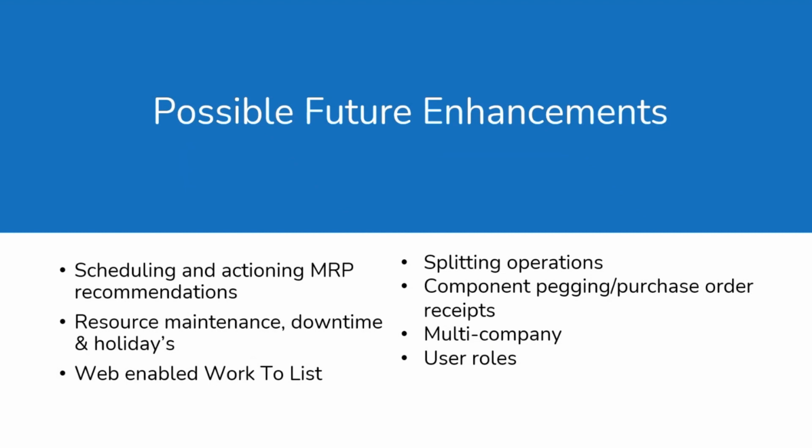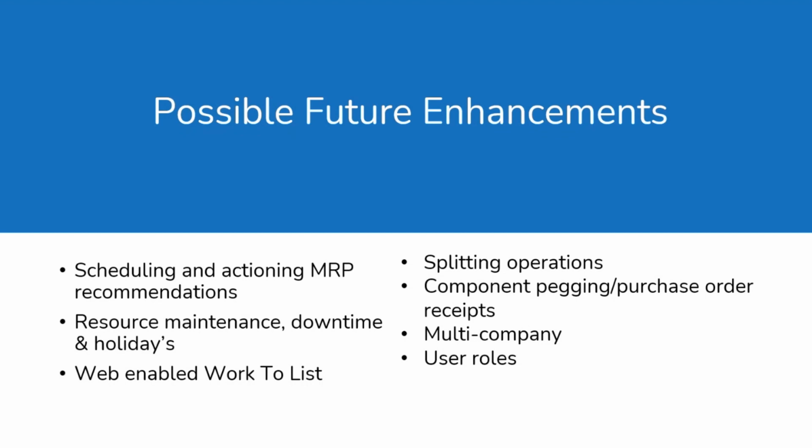As far as possible future enhancements are concerned, and again, we're taking feedback from customers and prospects, we are looking to do the scheduling and actioning of MRP recommendations. Currently, we're just scheduling works orders, which is firm production, if you like, but we are looking to put some options in there to be able to schedule MRP make recommendations. We want to include resource maintenance, downtime and holidays. That's probably the highest feature enhancement on the list, and will probably make the next release.